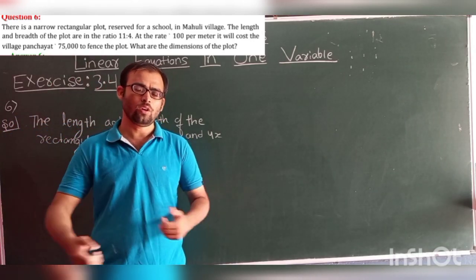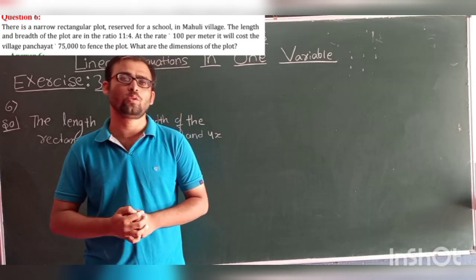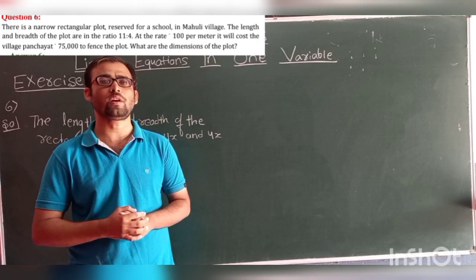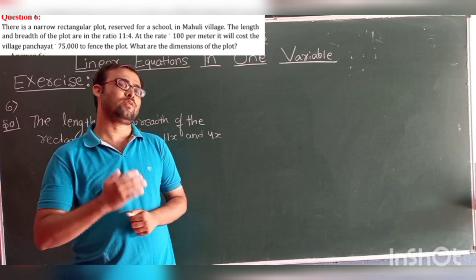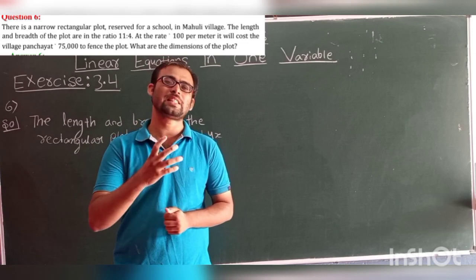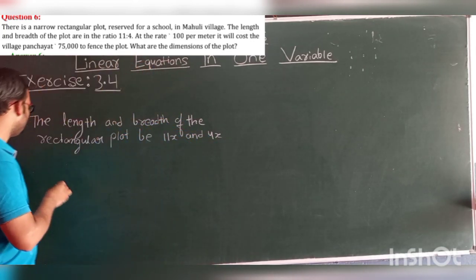We don't know the perimeter of the rectangular plot. But here they have given one clue, that is the total cost to fence around the rectangular plot, which is 75,000. And what is the rate of fencing, students? 100 rupees per meter. So with this information we can get the perimeter of the rectangular plot.